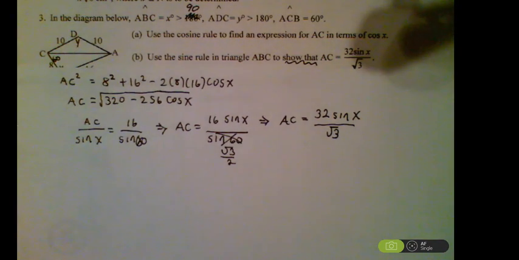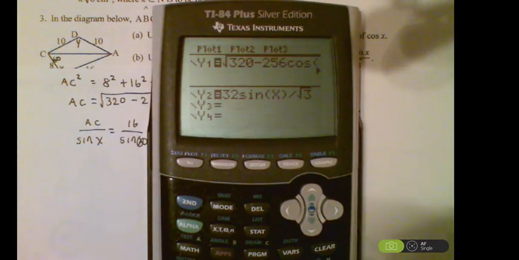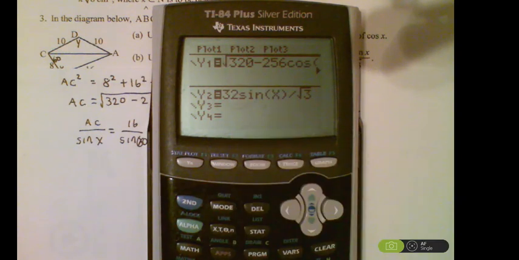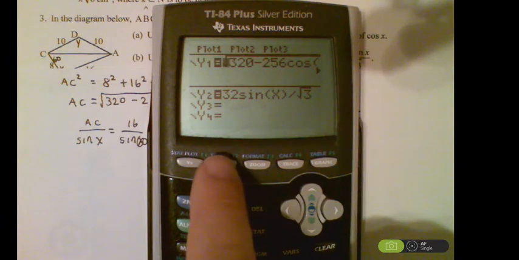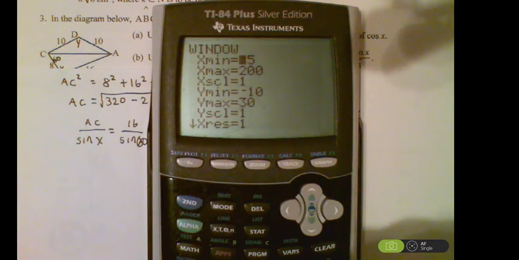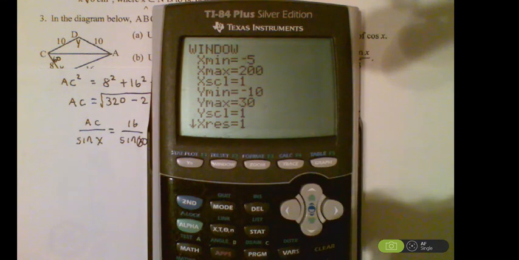So what I did was I'm going to my calculator and I'm going to graph the two equations that AC equaled. So I had AC equaled this, I had AC equaled this, and I'm just going to graph those. I did have to toy with my window a little bit to get them to fit within my screen. Sometimes that's just a trial and error process. So these were the window settings that I came up with after trying a few to find some that fit on my screen.